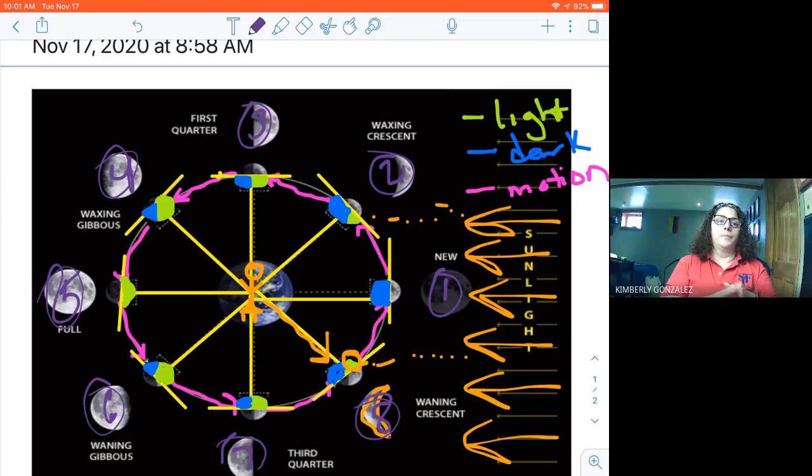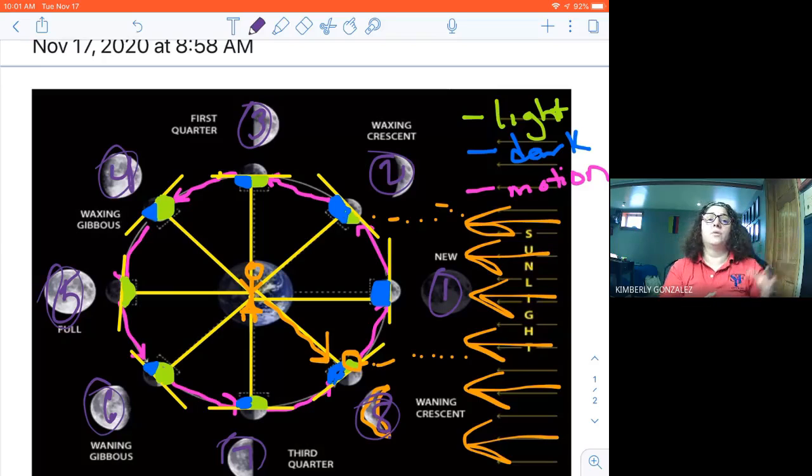Okay. It's also because of where you see it. You're seeing it in the first quarter here, and then for the third quarter, you're actually seeing that specific part of the moon. Okay. So that's going to be your responsibility to be able to figure out and identify.